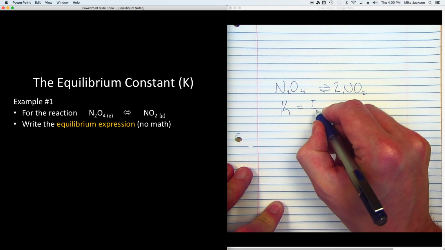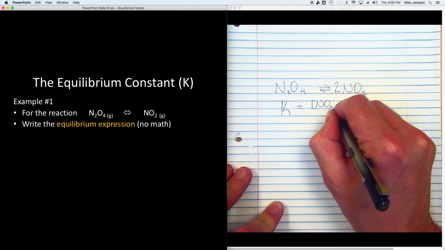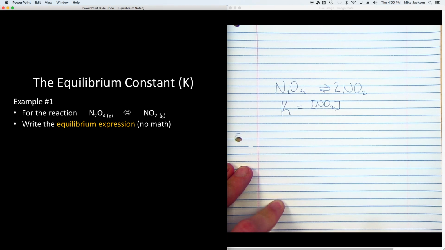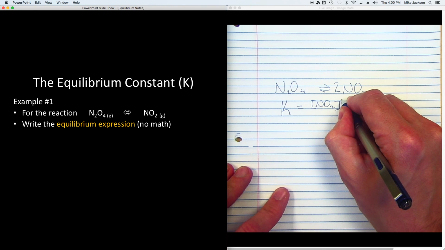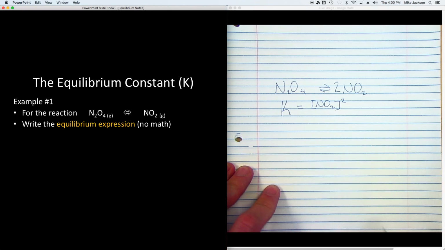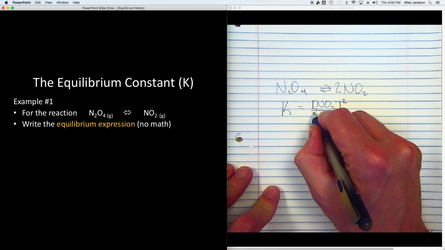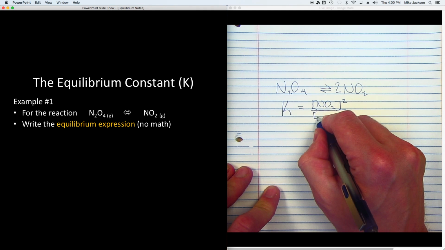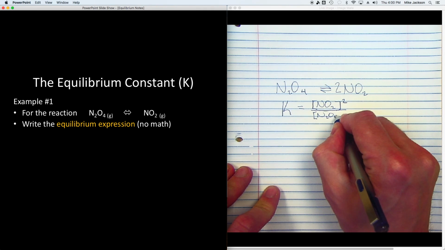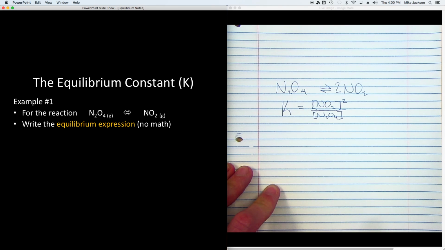It's always going to be products over reactants. Concentration of NO2, and I'm going to raise that to the power of its stoichiometric coefficient, which is the second power. And I'm going to then divide that by the reactant, which is N2O4, and its coefficient is 1, so no need to raise it to any power. So NO2 squared divided by N2O4.